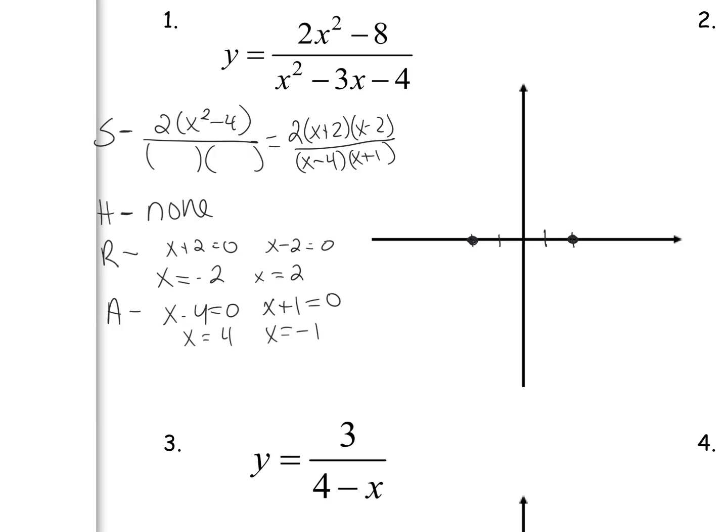So I got to go over here to 4. And then I got to go to negative 1. So if I have 2 asymptotes, how many branches will we have? I'm going to have a left branch, a middle branch, and a right branch, correct? You'll always have one more branch than you have asymptotes.